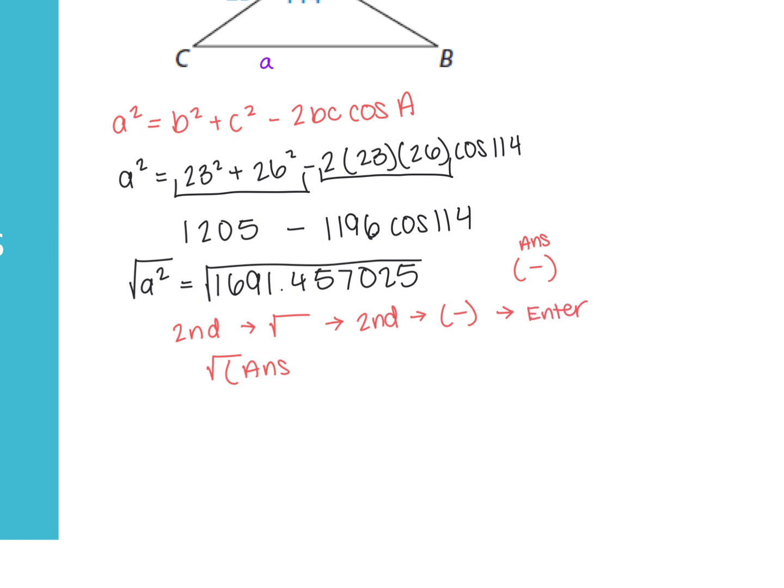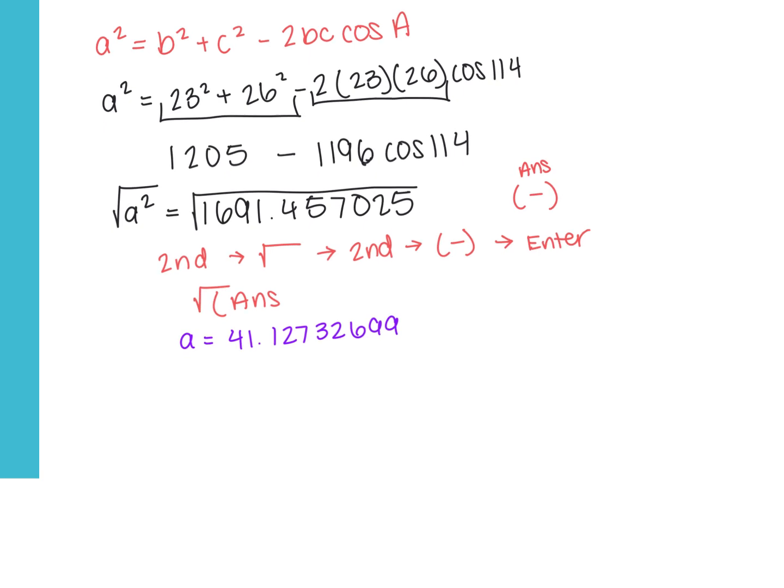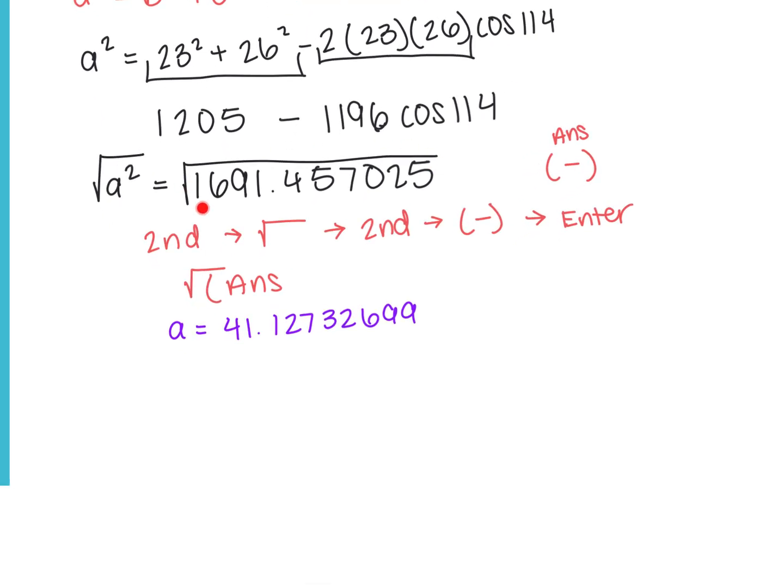It should now give me an exact answer. It's going to give me my answer for A. It's going to say A equals, well, it won't say A equals. It's going to say 41.1273269, and so on and so on. So now I know I have an exact answer. Now I can round. If you rounded this number before, you're probably going to be a tenth off on your answer. So do not round until the very end. So the answer for A rounded to the nearest tenth is 41.1.